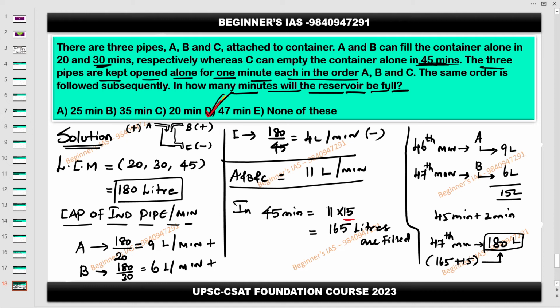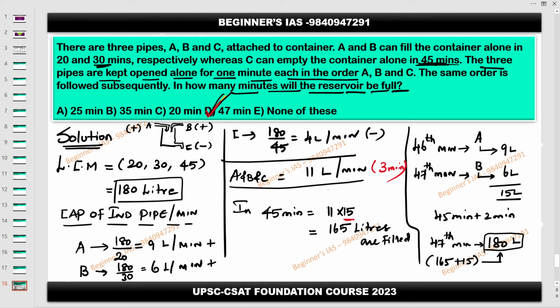First, read this statement: 3 pipes are opened alone for 1 minute each. Which means that for the first 1 minute A is going to be open, for the next 1 minute B is going to be open, for the third minute C is going to be open. So here you have to be very careful. How many minutes so far completed? One round, 3 minutes, sir. 3 minutes. Understood? Yes.